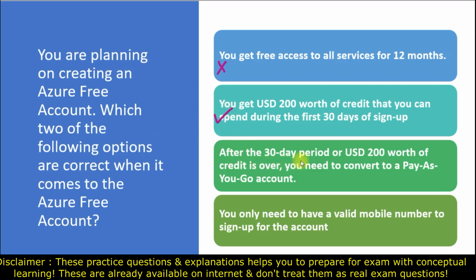Next is, after the 30 day period of USD 200 worth of credit is over, you need to convert to a pay as you go account. Yes, if you want to continue with the services you have started, or want to continue with your account, you need to convert it to a pay as you go account. So this option seems correct to me.